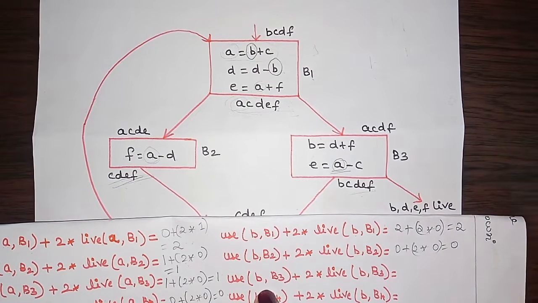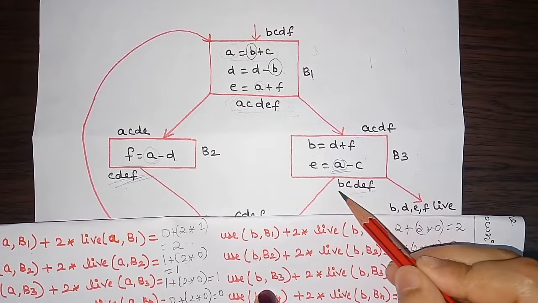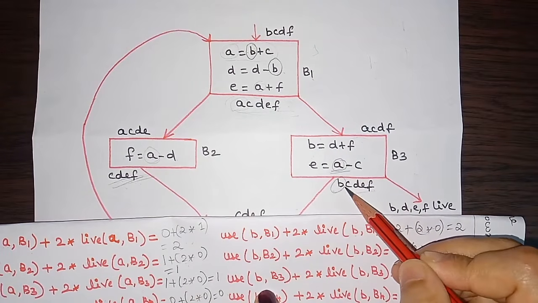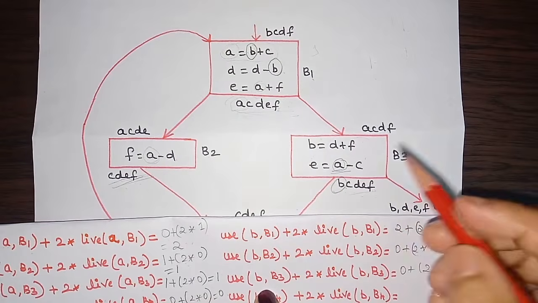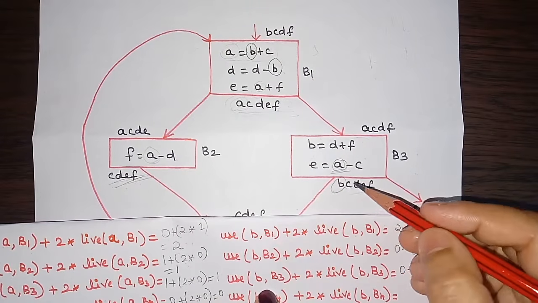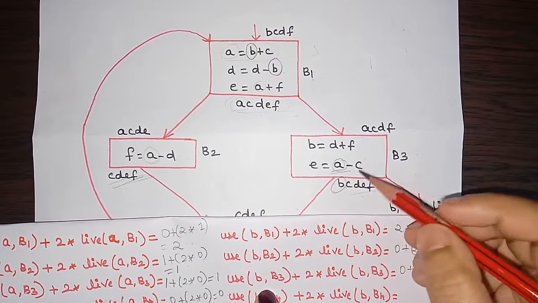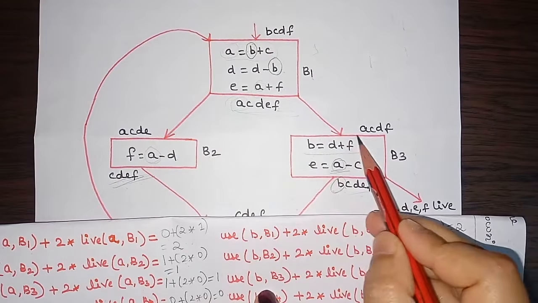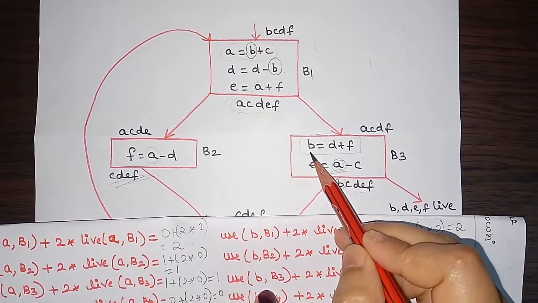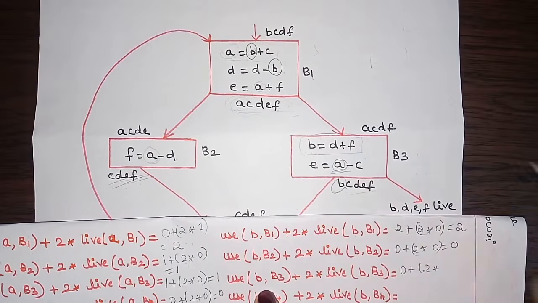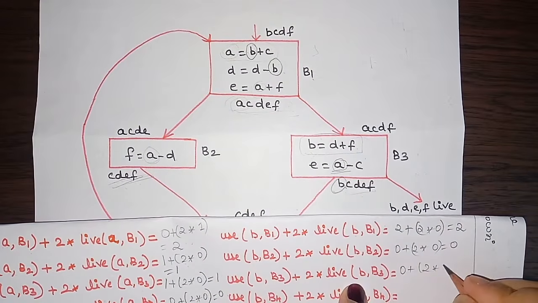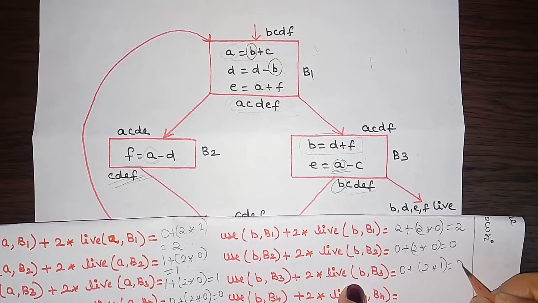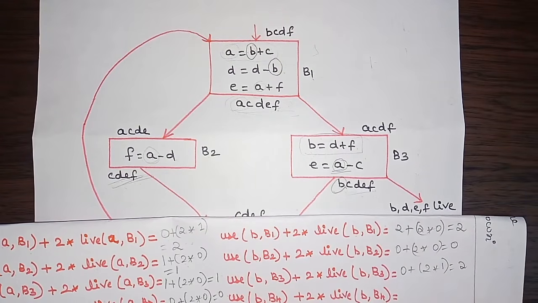Then coming to block 3, here we don't have use of b, which is 0 again. Then calculating the liveness of b, at the end of b3, b is live on exit, and after checking this live on exit we have one more rule: this b should be assigned with some value in that particular block. Yes, here is a statement which is assigning some value to the variable b, and now we have to consider this live on exit, that is, the liveness of b in block 3 as 1, and when you take the result it will be 2 here.